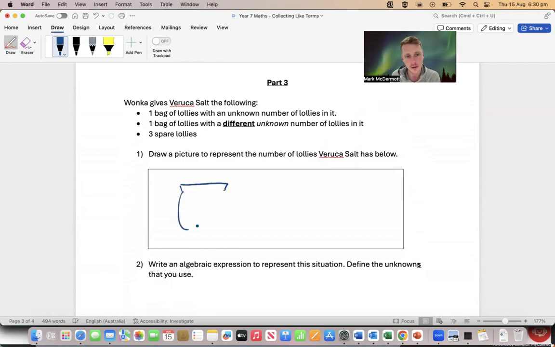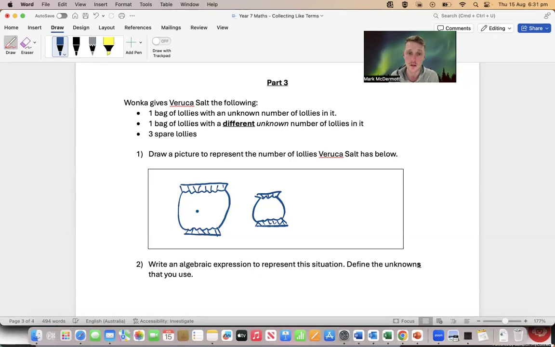Now we've got to be a bit more creative with our picture, I would think. So let's say this is 1 bag. Let's draw it. I'm doing my best to draw. I'm not a very good drawer. Okay, so that's the first bag of lollies, and let's say that bag of lollies is maybe a bit bigger than the next bag of lollies. Let's draw the second one a little bit smaller. Went the wrong way. Okay, so you can see the different sizes.